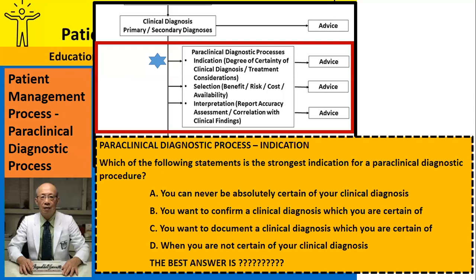And when you are not certain of your clinical diagnosis. So which is the best answer here? The best answer is D, when you are not certain of your clinical diagnosis. So that's the indication for the paraclinical diagnostic procedure.